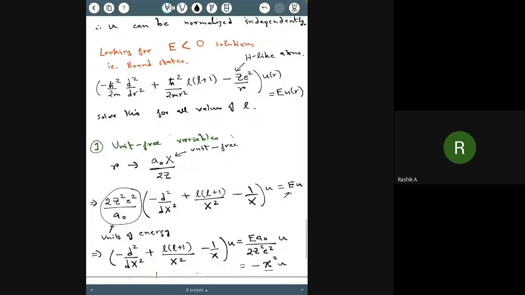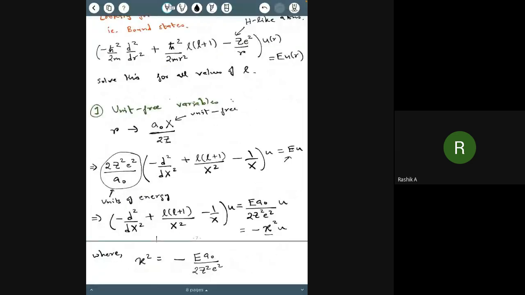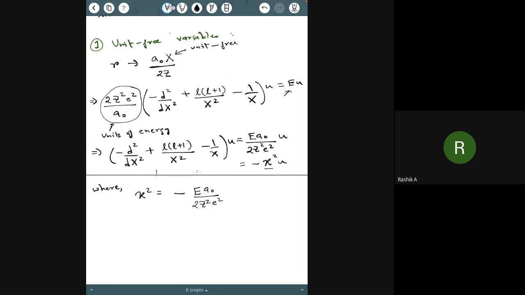And then when we wanted to solve for the bound solutions, we made some more variable changes, which basically involved removing constants to simplify the form of the equation. So we defined a capital X from the small r, where r is equal to a0 x by 2Z, and x became a unit-free quantity, and we wrote our equation in terms of x, and we reduced the domain of our energy eigenvalues to the bound solutions by writing it as minus kappa square.